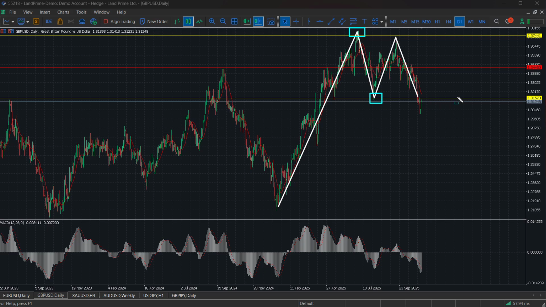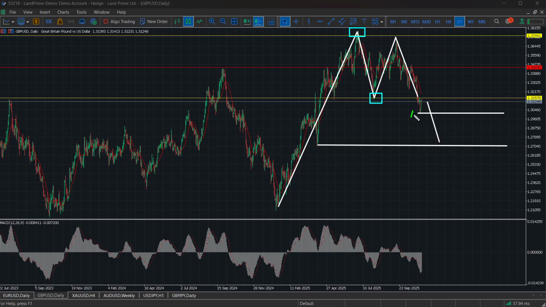The confirmation line, 1.3156, is already broken, which is something that is very bad for the pair. I think the pair now is going to retest the broken level. If the market goes above the broken level again, then we have a false breakout.